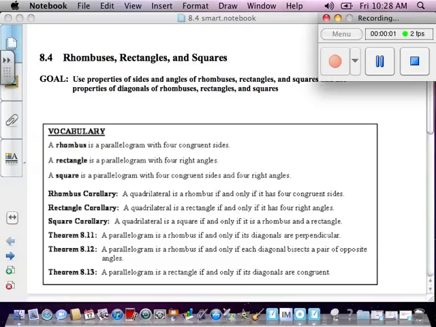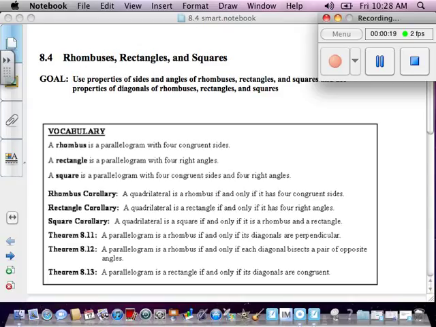We are looking at 8.4. So 8.2 and 8.3 were all about parallelograms. This one's about rhombuses, rectangles, and squares. All of those have what in common? They all have 4 sides. Good. A rhombus is a parallelogram, but it has 4 congruent sides.